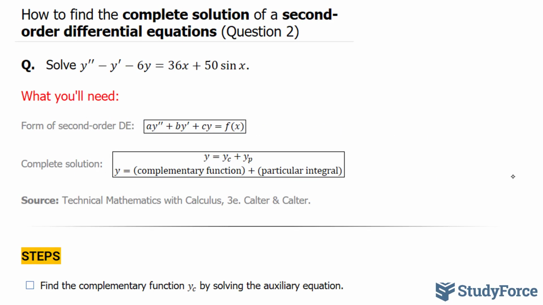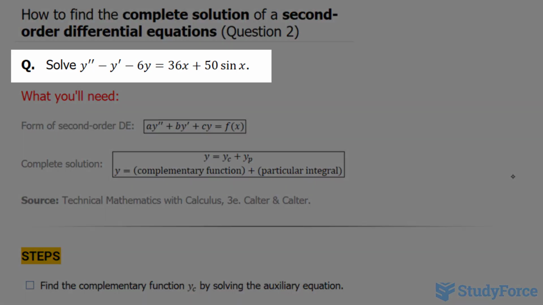In this lesson, I'll show you how to find the complete solution of a second-order differential equation. This is question number 2. The question reads, solve y double prime minus y prime minus 6y is equal to 36x plus 50 sine x.